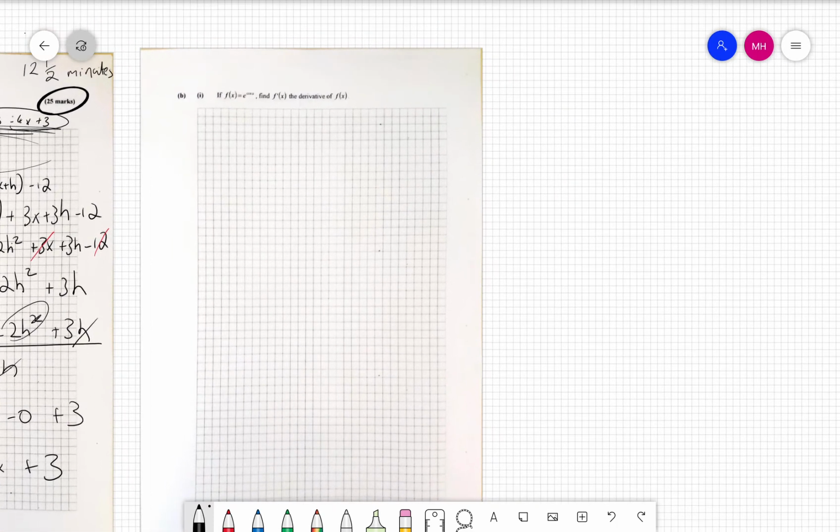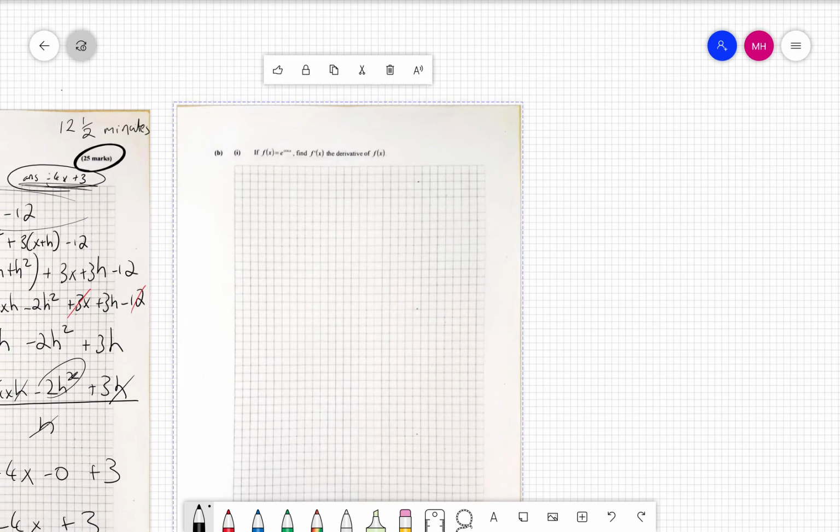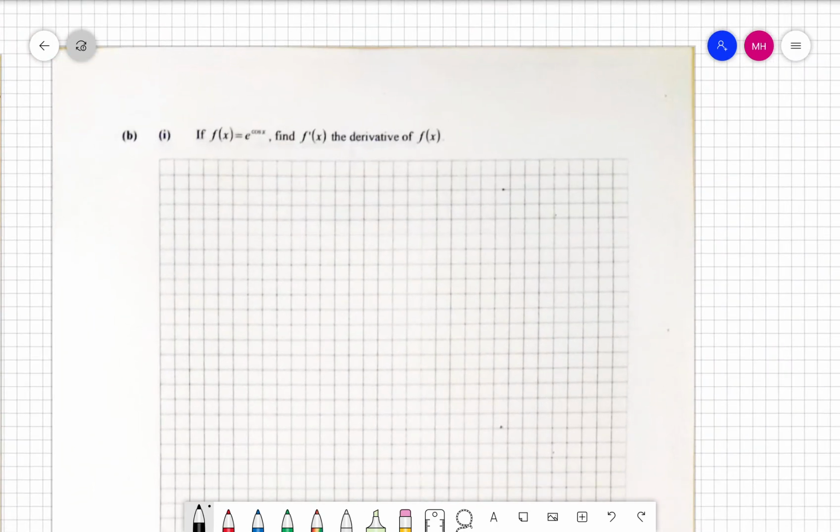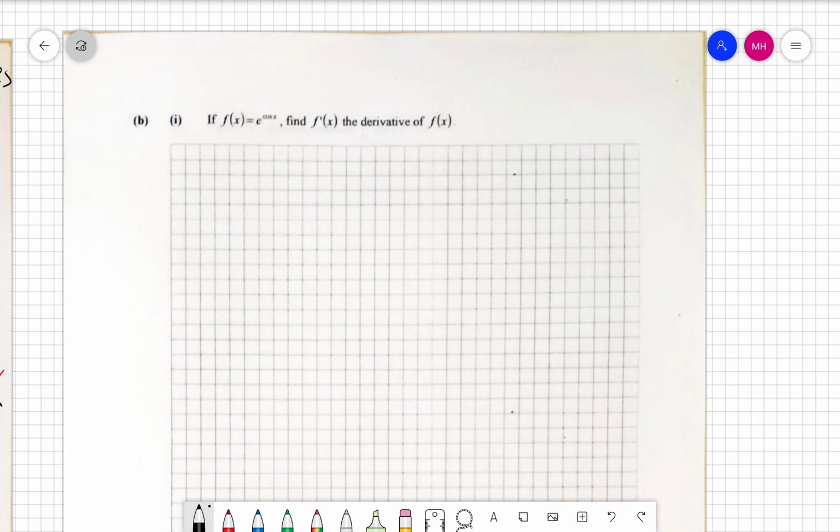Moving on to the next part. Make the page a bit bigger rather than the sheet. So if f of x is equal to e to the power of cos x, find f dash x.